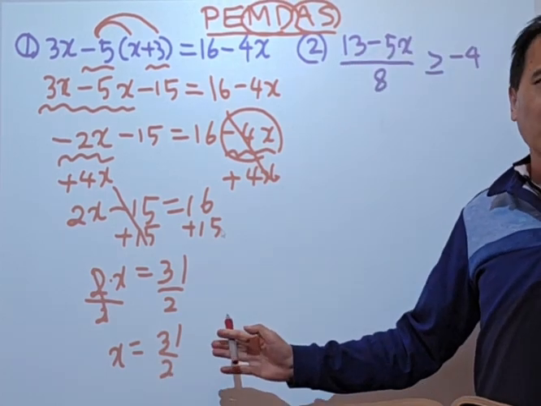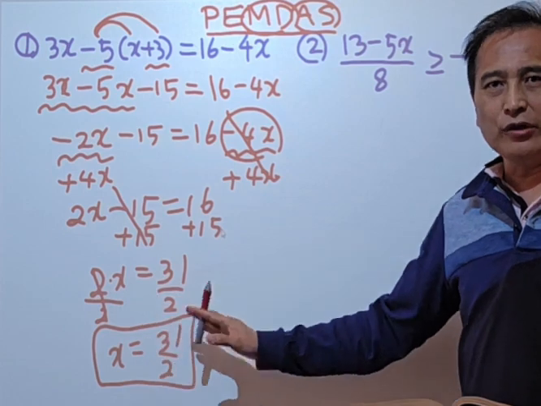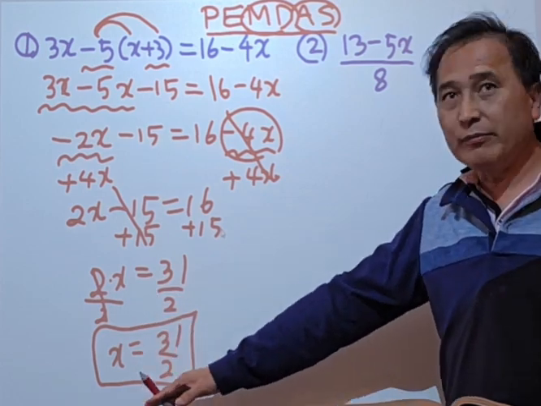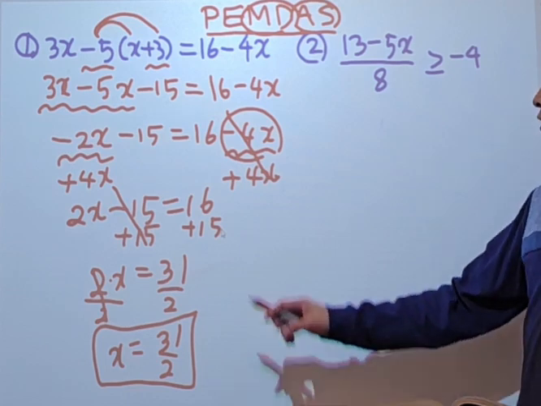That's a good answer because 31 is not divisible by 2. This is a good answer. x equals 31 over 2. We isolate the variable. That's the final answer. Everybody got it, right? So I think you can do it.